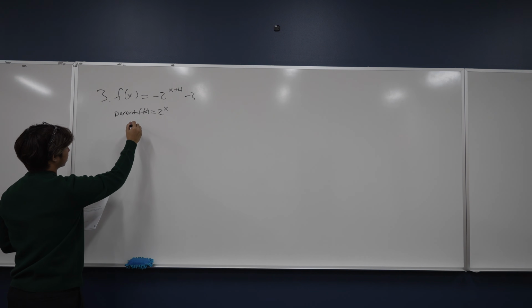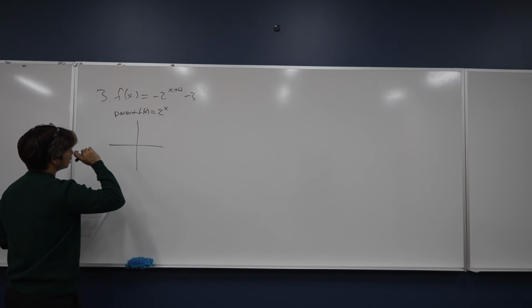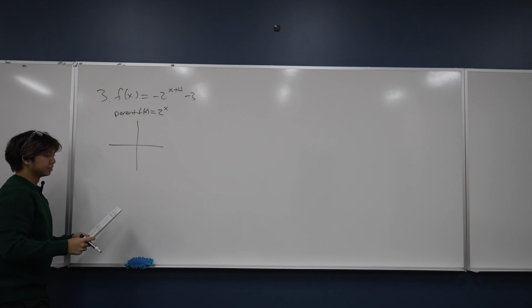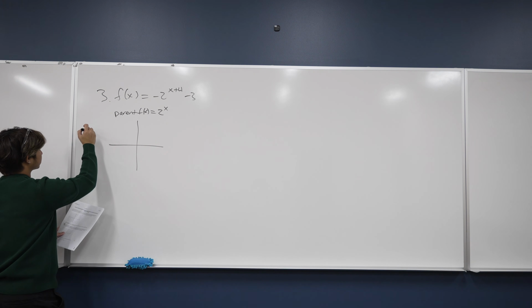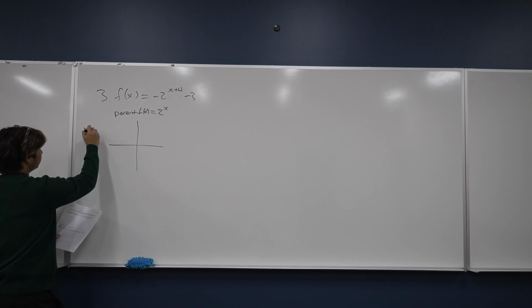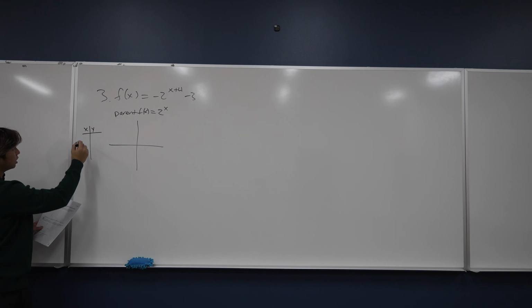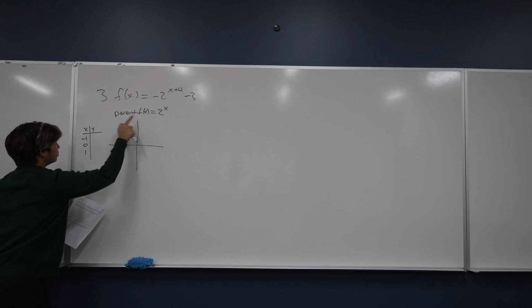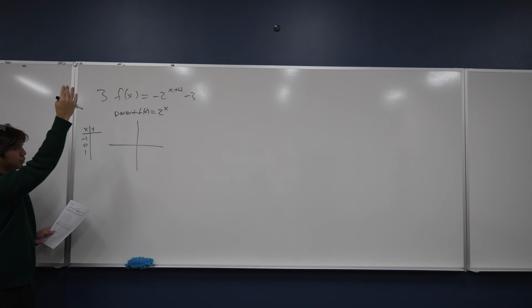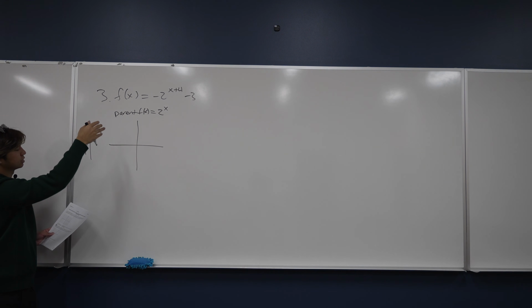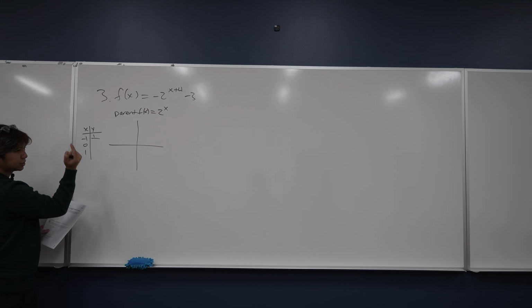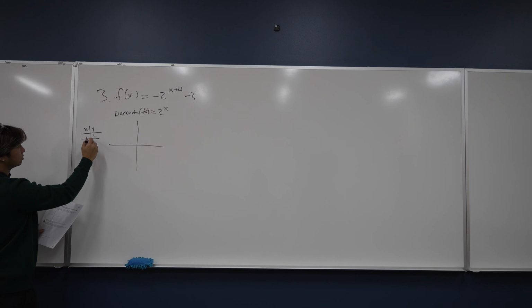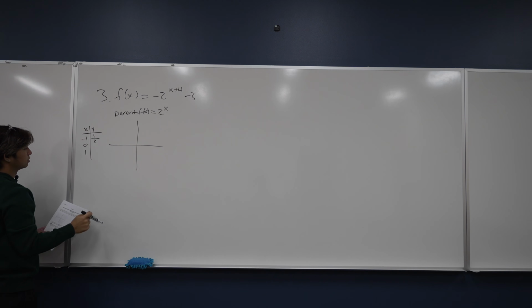So let's take our parent function here. What points I'd like to take is a negative, a 0, and a 1. So let's do our xy table here. Hopefully you guys can see this. So let's do negative 1, 0, and 1. So 2 to the negative 1, we know that when we have a negative exponent, we have a fraction, right? So it's always 1 over something. So 2 to the 1 power is just 2. So this is 1 over 2, because the negative gives me a 1 over something.